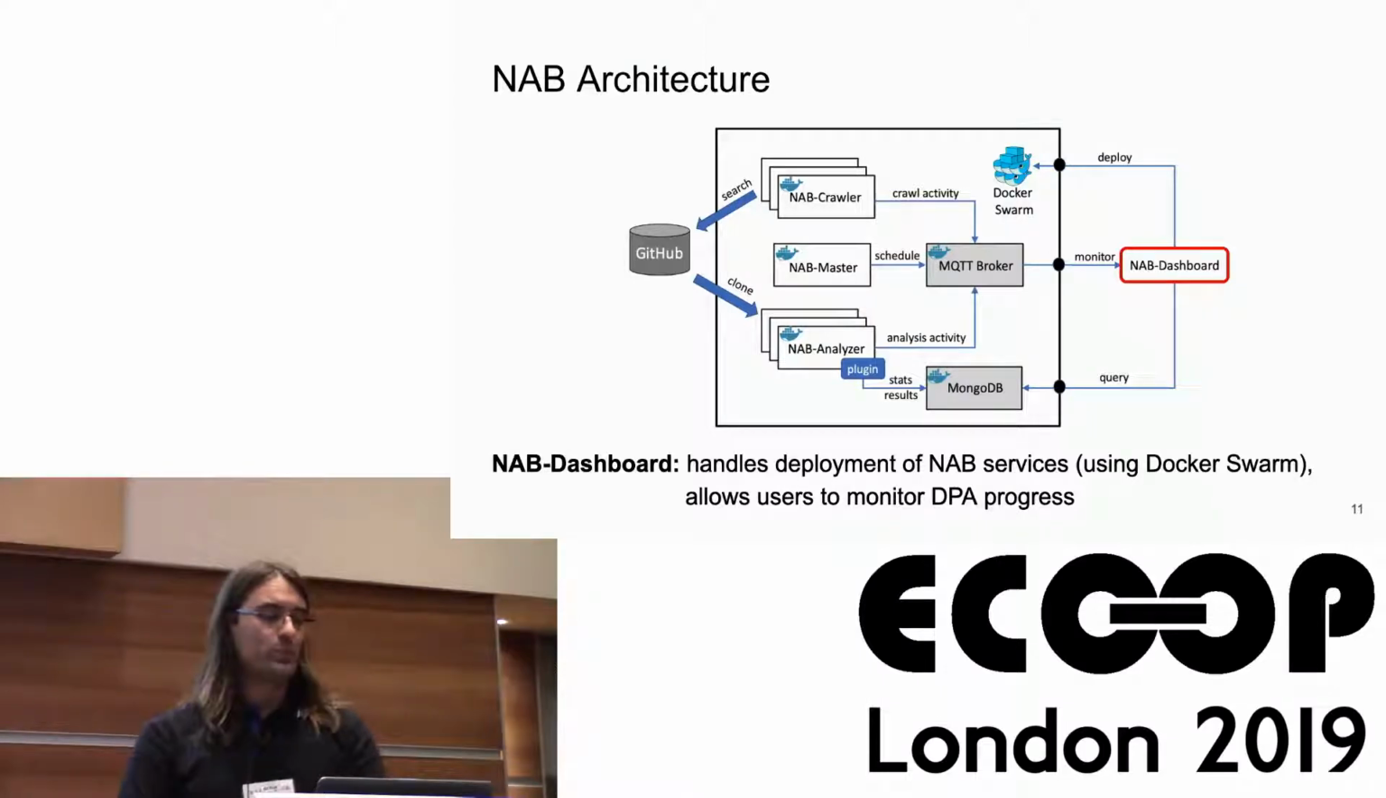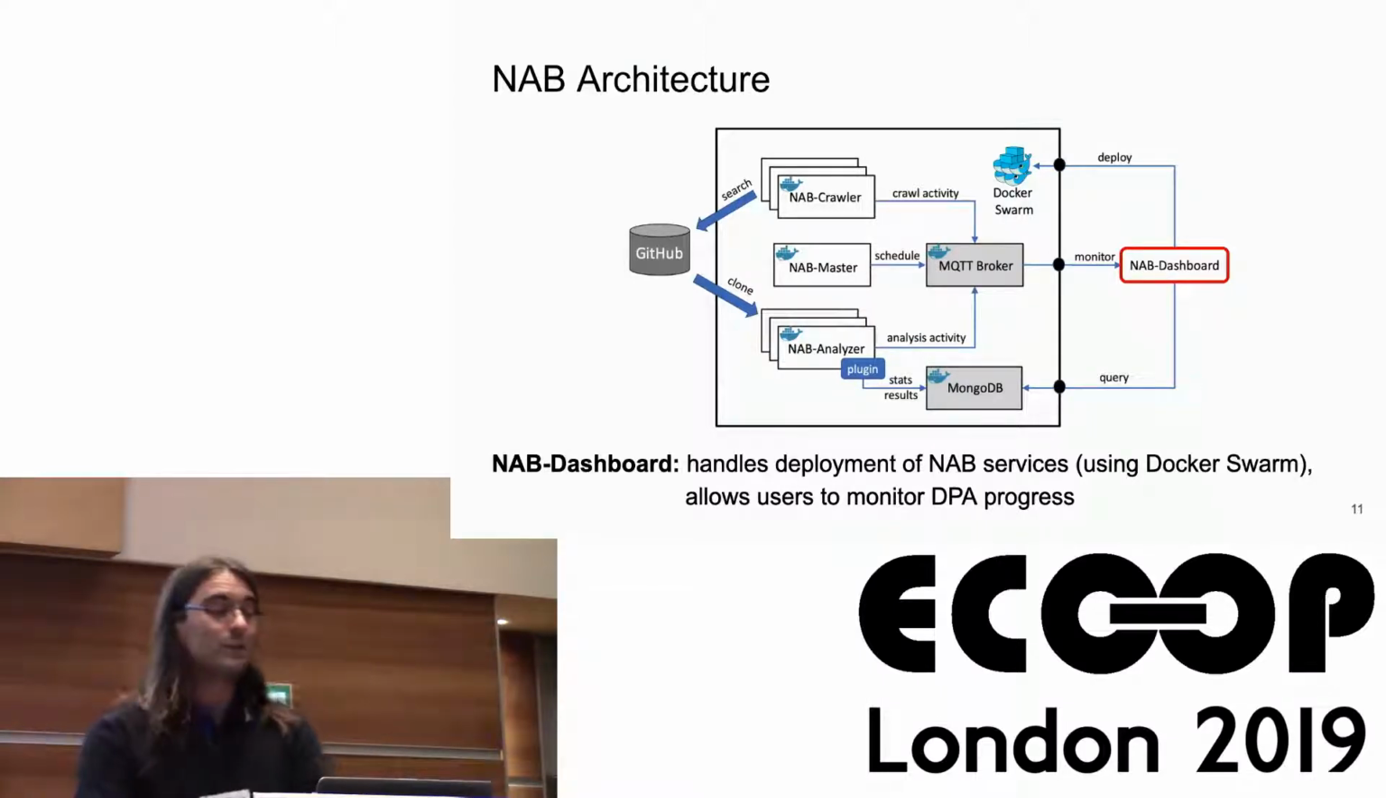Another important component is a dashboard, which handles the deployment of NAB services using Docker Swarm. In particular, this is the component that initializes all the services containers. It also allows deploying on demand more or fewer instances of crawlers and analyzers, and also makes it possible for users to monitor the progress of a DPA.